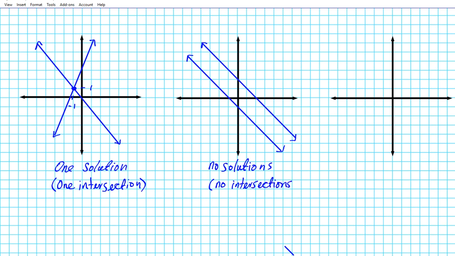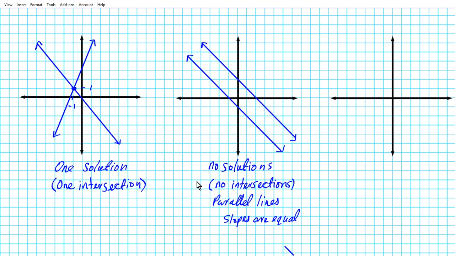The reason why we have no intersections is because we have parallel lines. How do we know that two lines are parallel? If their slopes are equal. If two lines have the same slope, then they are parallel. If their intercepts are different, then you know that they never intersect.